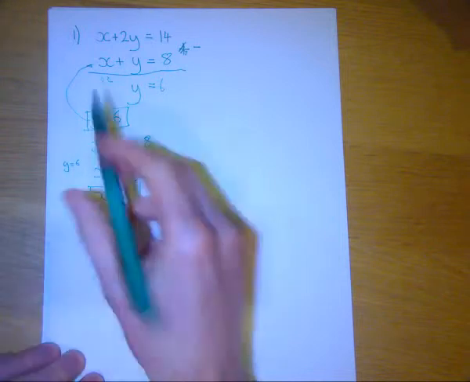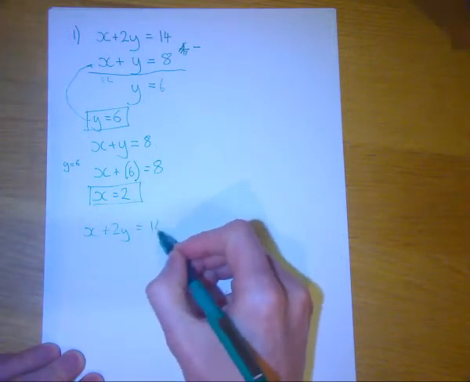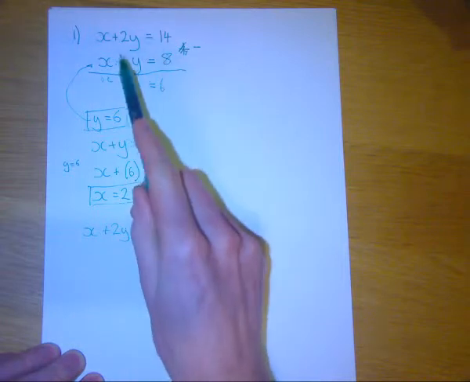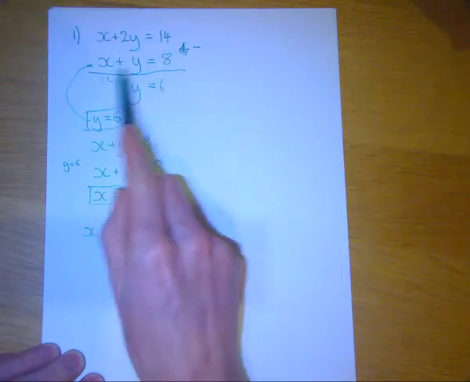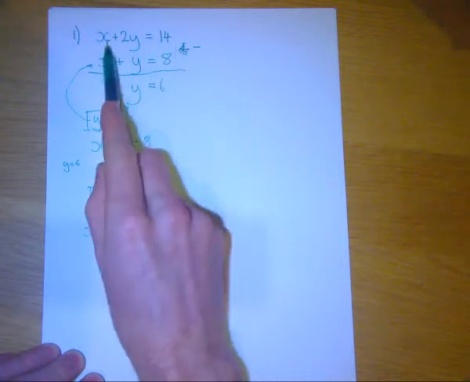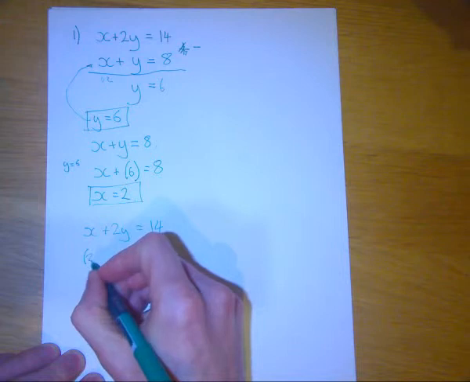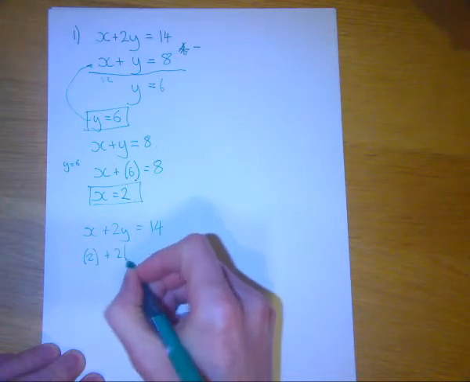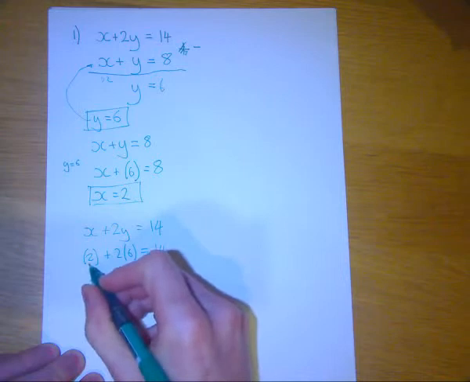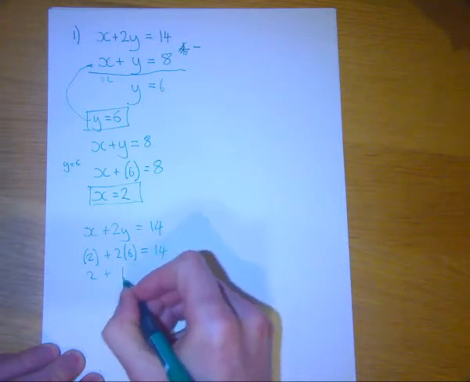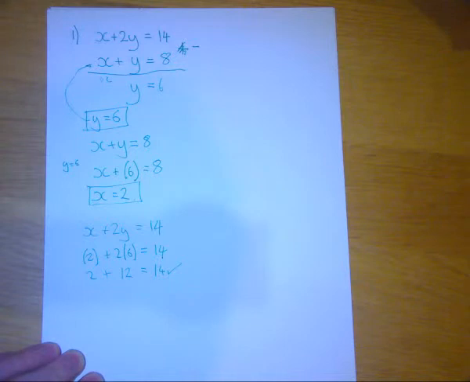I could double check this in the equation x plus 2y equals 14, which was the first equation I was given. And I've chosen this one this time because I've already used the other one for my calculation, so I'm going to put it back in the original one to see how it goes. I know that x is 2 plus 2 lots of y, which was 6, has got to be equal to 14. 2 add 12 does indeed equal 14, so I'm correct.